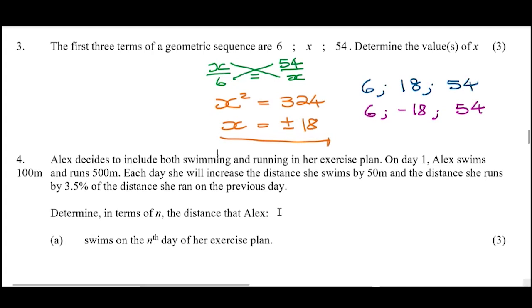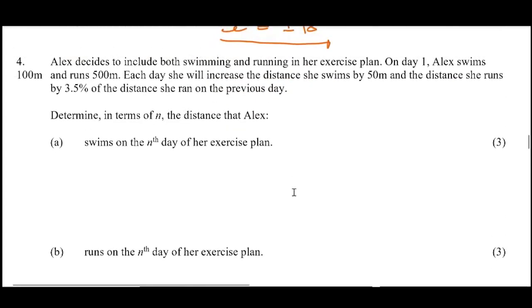Okay, now let's look at a sort of real world example where we've got to translate this into a sort of series. Okay, so Alex decides to swim and run in her exercise plan. On day 1, she swims 100 meters and runs 500 meters. Each day, she'll increase the distance she swims by 50 meters and the distance she runs by 3.5%. Okay, how far does she swim on the nth day of her exercise plan?